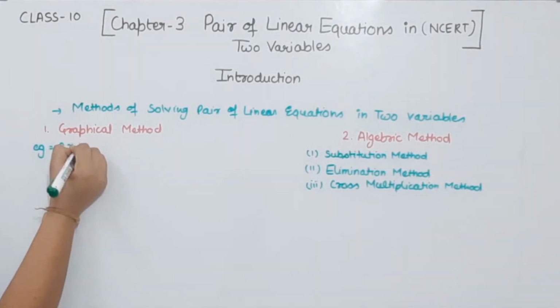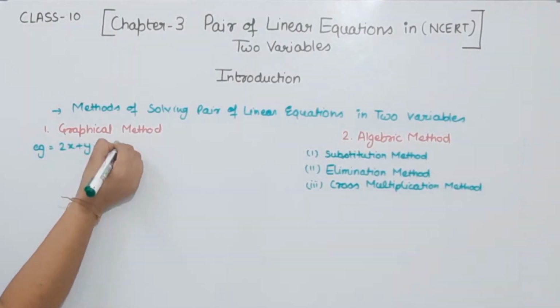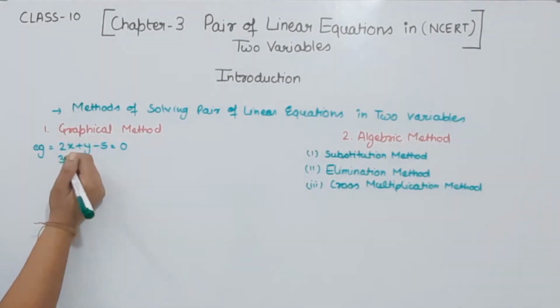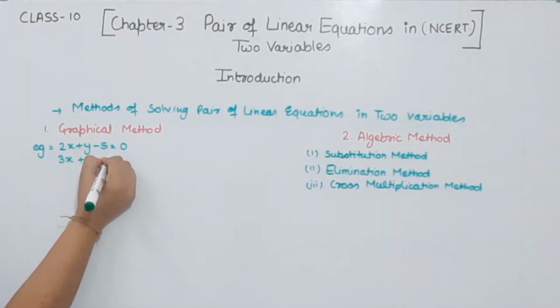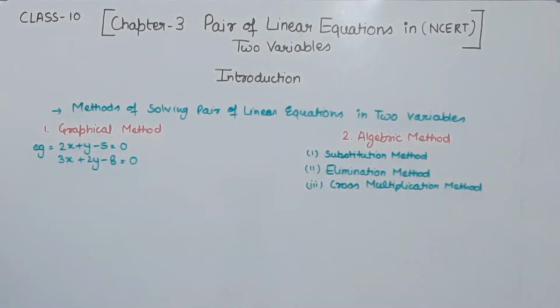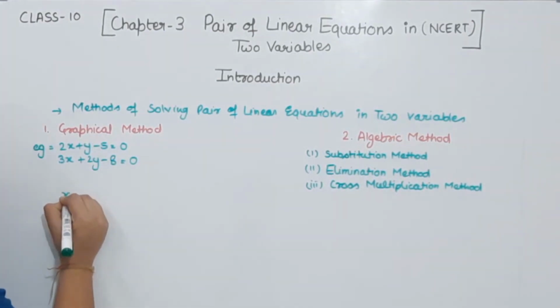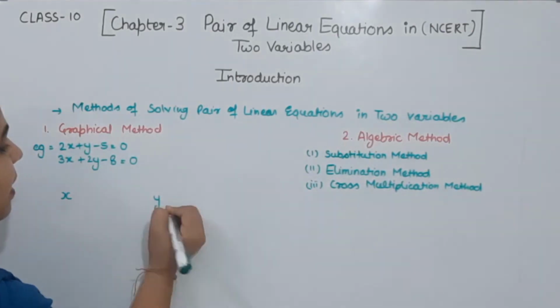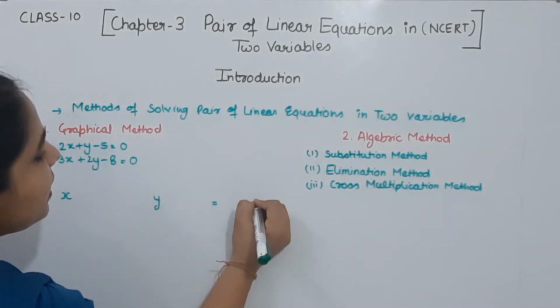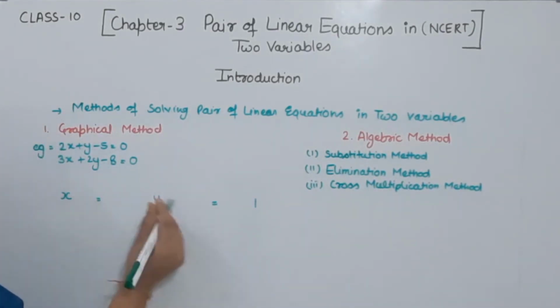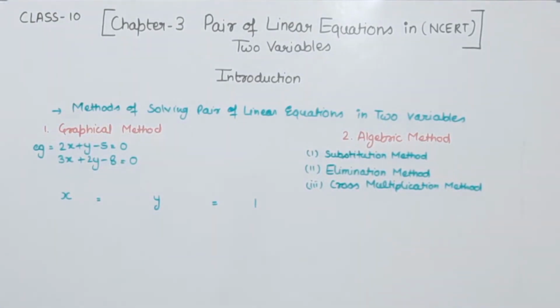The first one is 2x plus y minus 5 is equal to 0. And the second one is 3x plus 2y minus 8 is equal to 0. Now, first of all, we have the x variable, the y variable, and the third one is the constant term. So we are going to put all of them equal to each other.